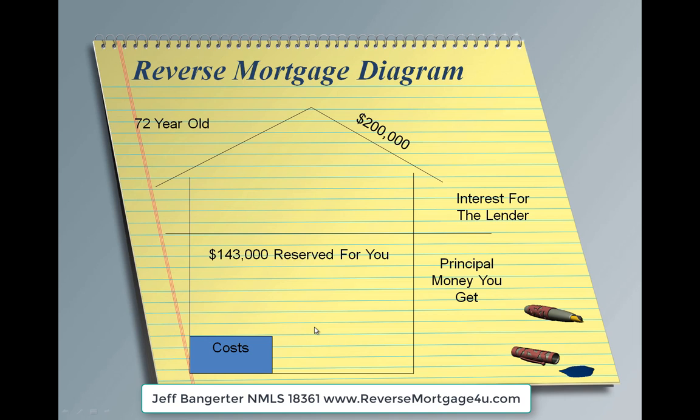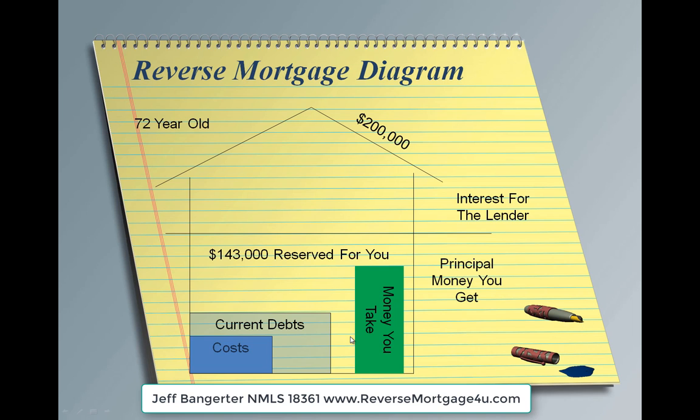Now, there's a couple of things that need to come out of this section that's reserved for you, and that's the costs of the reverse mortgage. There's several costs involved: appraisals and loan origination fees and FHA insurance fees come out. There's quite a few things involved in that. And the other thing is any current debt that you might have. Maybe you have a current mortgage on your property. That would also come out of your portion. All right, then we would have money that's available for you.